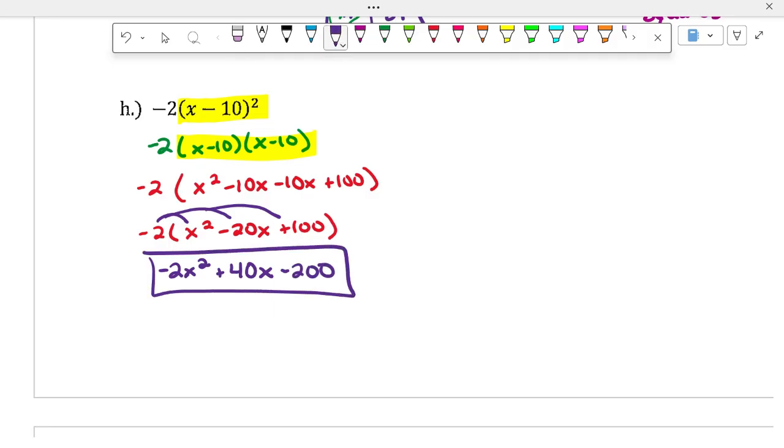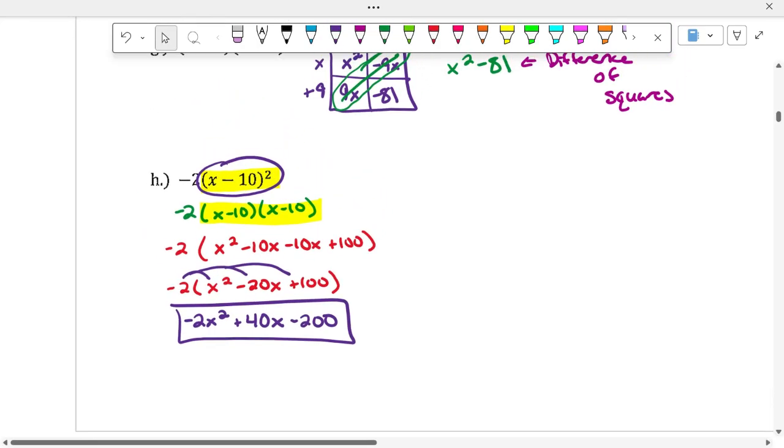So if you ever see a problem like this, guys, expand this first. Do not distribute the negative 2 in until the very last step. Typically, if you have to multiply polynomials and then multiply what we call a scalar, or a number, into it, you do that last. All right, always multiply the polynomials first. Any questions on this?